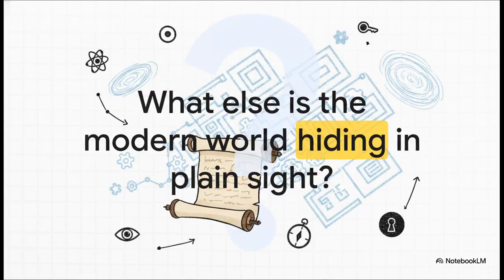As we wrap up this explainer, I want to leave you with one final powerful thought. If, as this thesis claims, ancient myths were actually the stolen science of our ancestors, what else is the modern world hiding in plain sight?